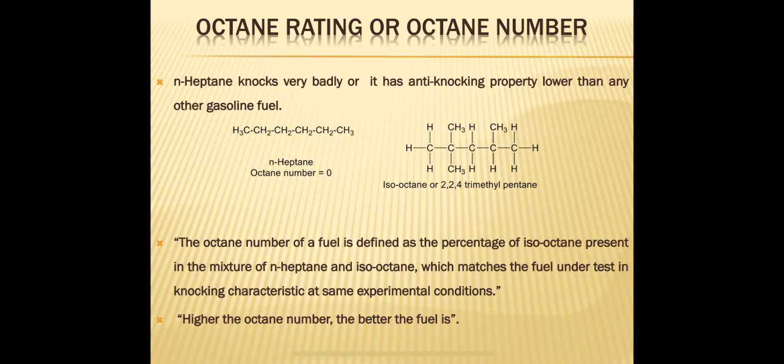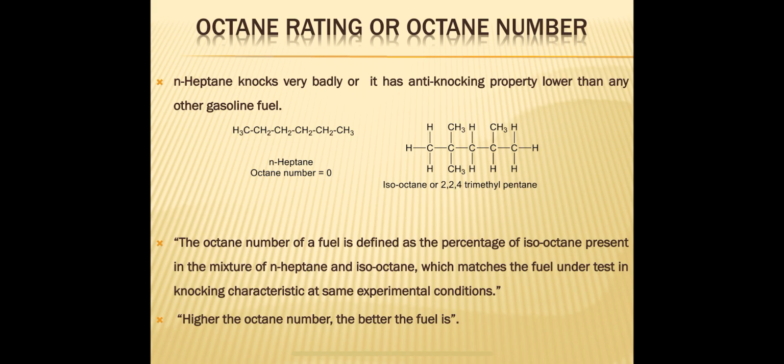For example, 80 octane fuel is one which has the same combustion characteristics as an 80:20 mixture of isooctane and n-heptane. The higher the octane number, the better the fuel is. Ordinary petrol has an octane number of 30 or more. Aviation gasoline used in aeroplanes has an octane rating of 100. At present, hydrocarbons with octane number greater than 100 or smaller than 0 are also known.